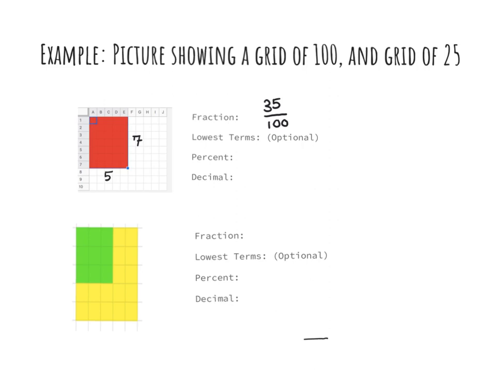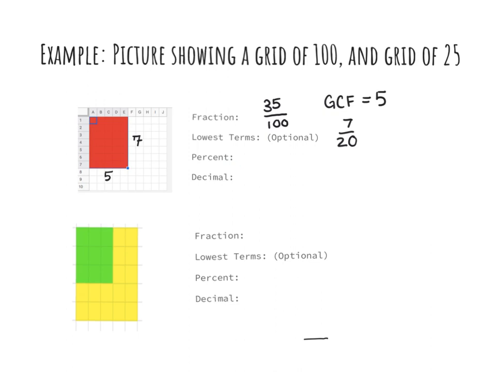To reduce it to its lowest terms, we need to find the greatest common factor. The greatest common factor is 5. I'm not going to go through this with you right now because we did this a couple weeks ago, but you can refer to our past video. So 35 divided by 5 is 7, and then 100 divided by 5 is 20. All right, now everybody at home, you know that you are doing this assignment without a calculator.